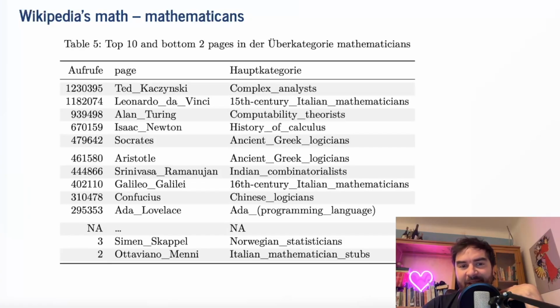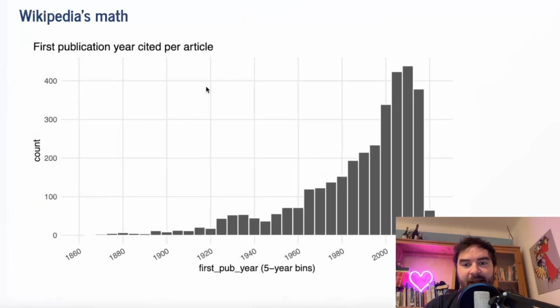Mathematicians. This was a little bit funny. The most viewed mathematicians under my metrics: here we have actually Uncle Ted over Da Vinci or Newton and so on. In case you don't know, this is the Unabomber. Okay. Here you see the year of the linked citation of the article. So we see here that more recent scientific articles that are used in Wikipedia pages are linked or referenced a lot more often, like used as citations.